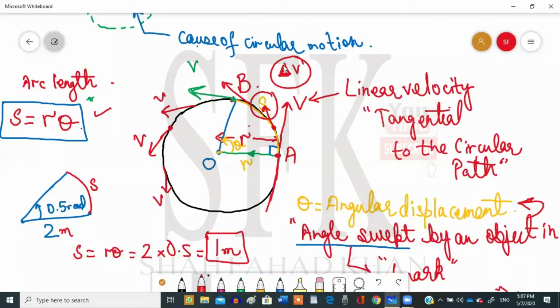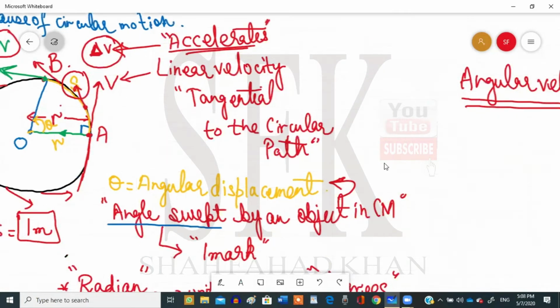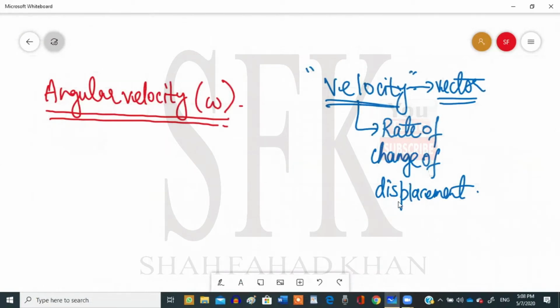So if the velocity keeps on changing, then we can say that even in a uniform circular motion, the object accelerates. What is acceleration? It is the rate of change of velocity. So although the magnitude of velocity, which is speed, is constant, the direction of velocity keeps on changing at every point. Therefore this object accelerates. So the rate of change of displacement is velocity, which is dependent upon the direction.